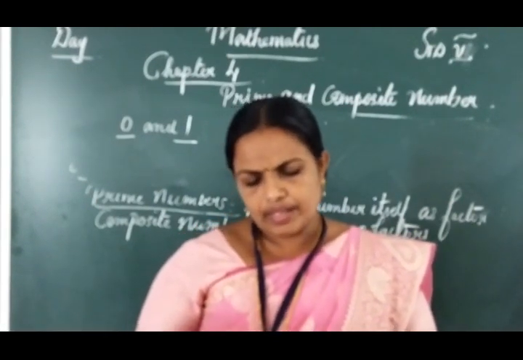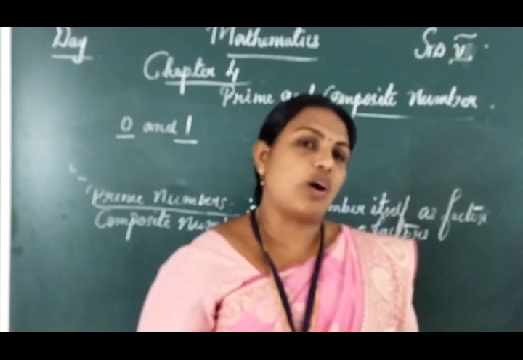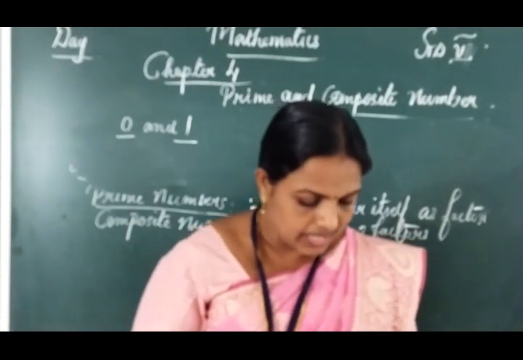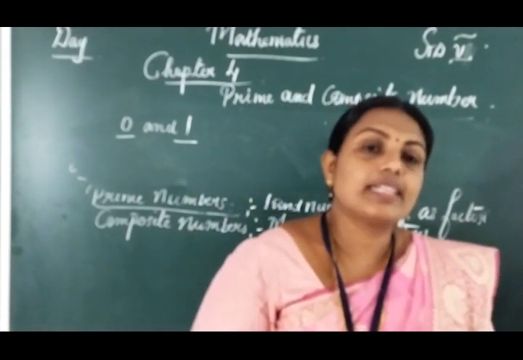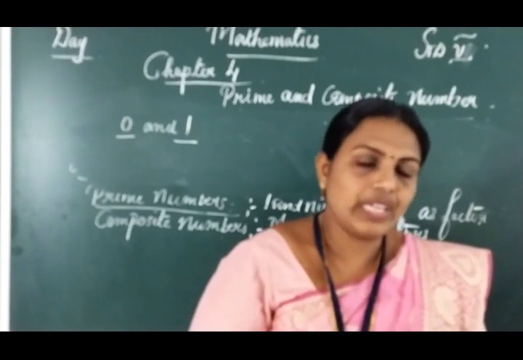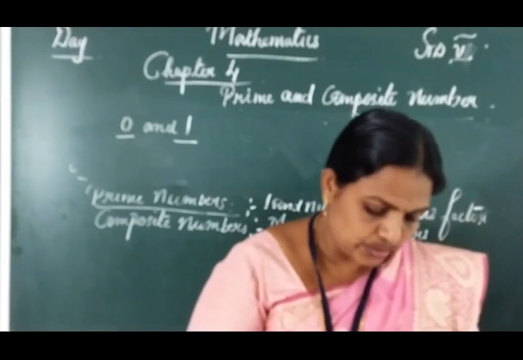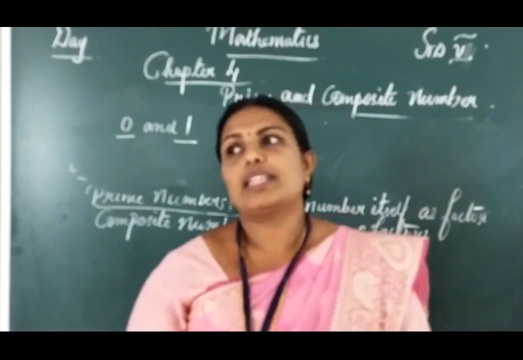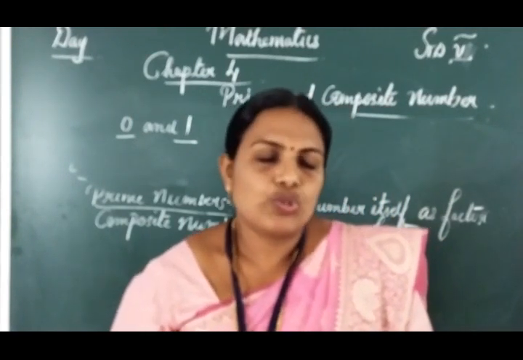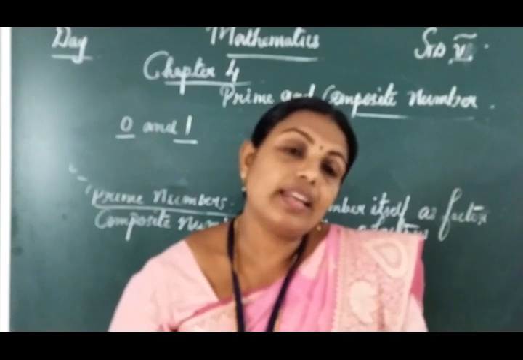Every even number greater than 2 is a composite number. Every even number greater than 2 is a composite number.